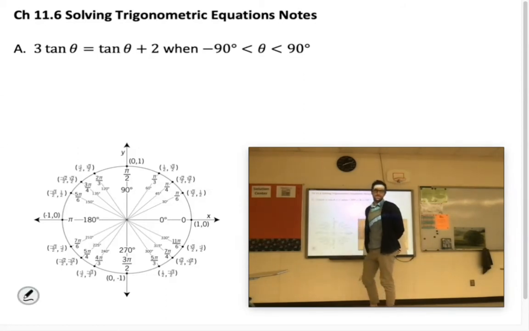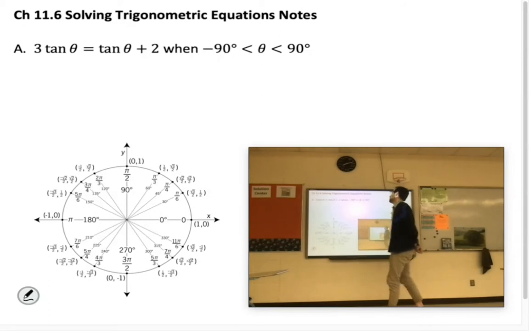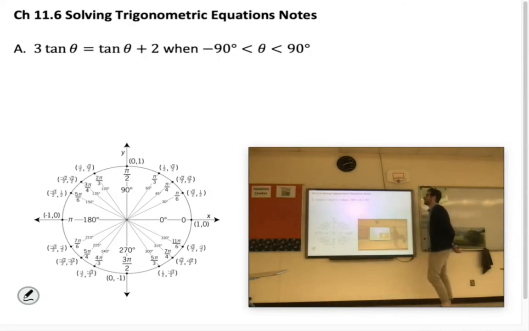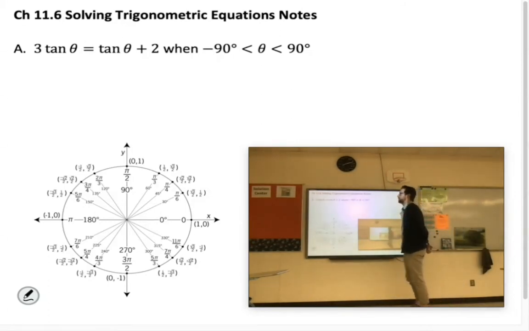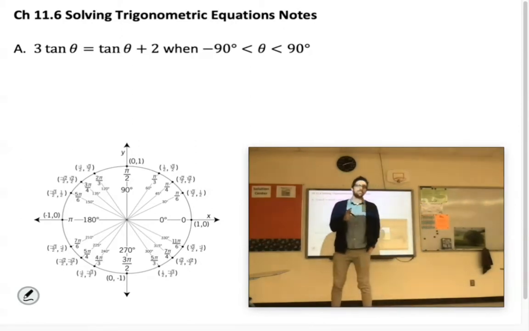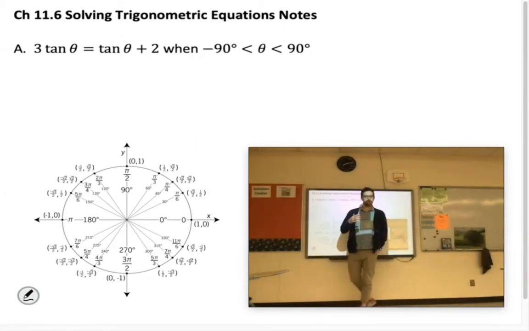Let's solve some trigonometric equations. 3 tan of theta equals tan theta plus 2, when negative 90 is less than theta is less than 90. All right, so we've kind of done something similar to this when we did the inverse trig functions.